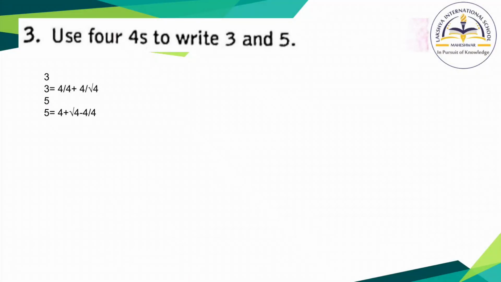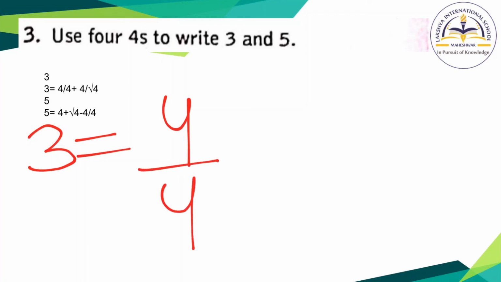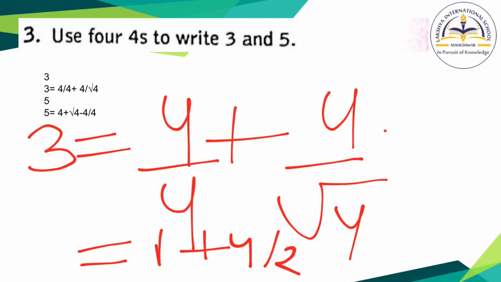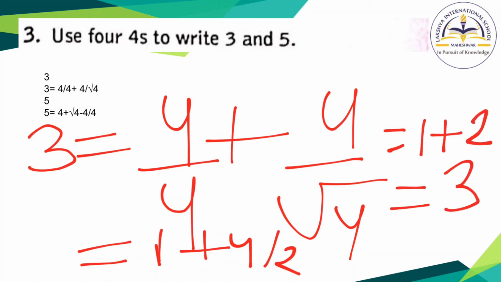Now question number 3, use 4 fours to write 3 and 5. How can we write 3 using 4 fours? So 4 divided by 4 plus 4 divided by root 4. This will be the answer. How did it come? You can see 4 divided by 4, you will get 1, plus 4 divided by root 4. What is the value of root 4? 2. So 1 plus 4 divided by 2, that is 2. 1 plus 2 equals 3.